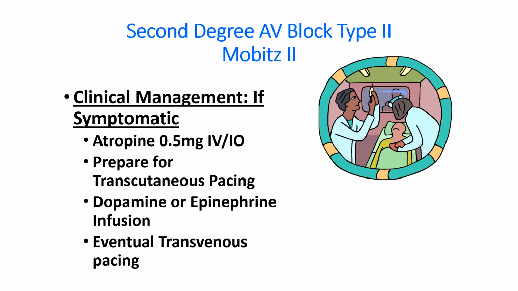You can try some dopamine and epinephrine infusion to increase your ventricular rate, and eventually, if it's not transient, you would possibly have to do a transvenous pacing and determine whether that patient needs to have a permanent pacer.